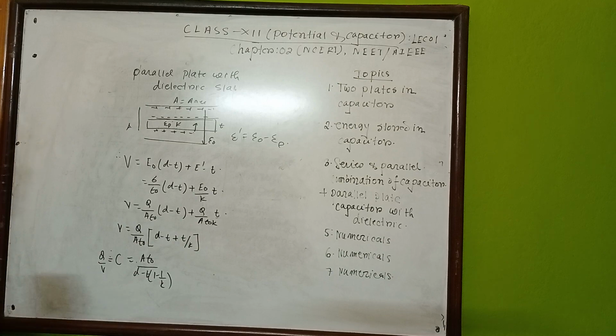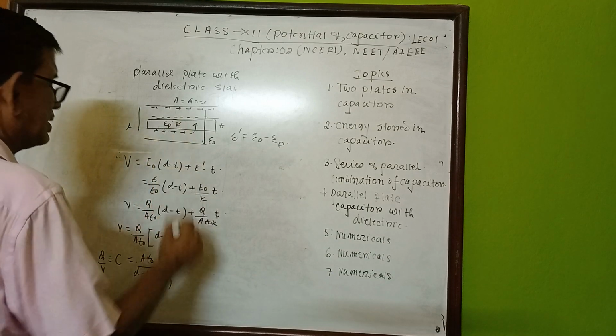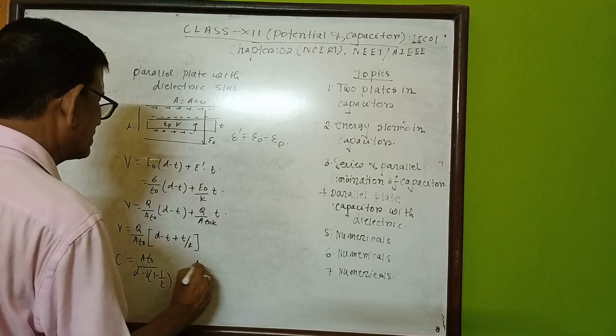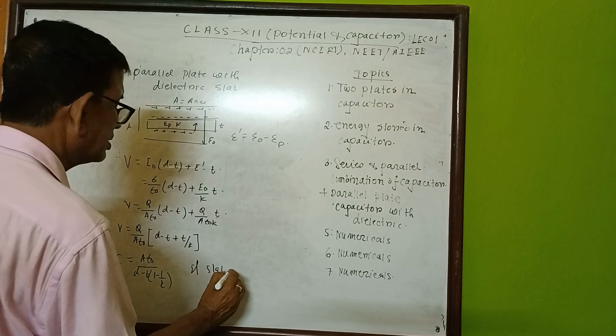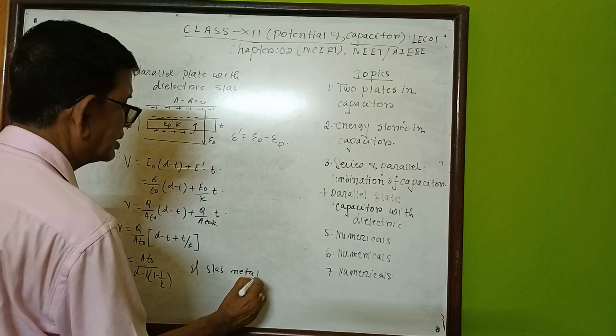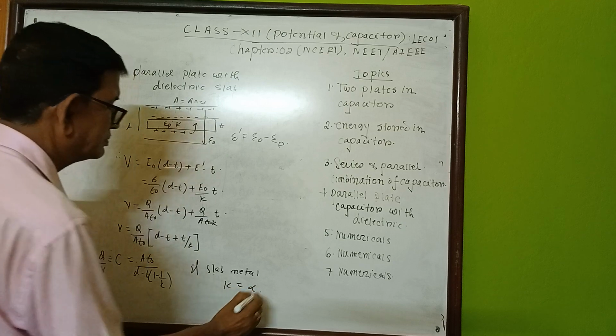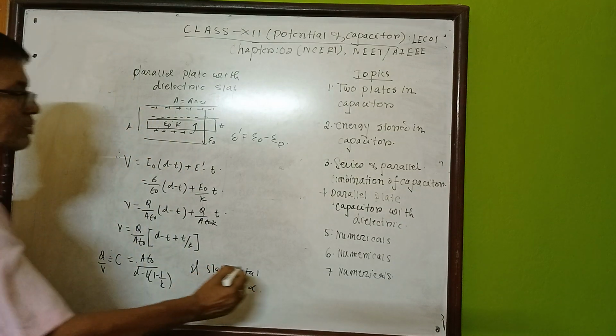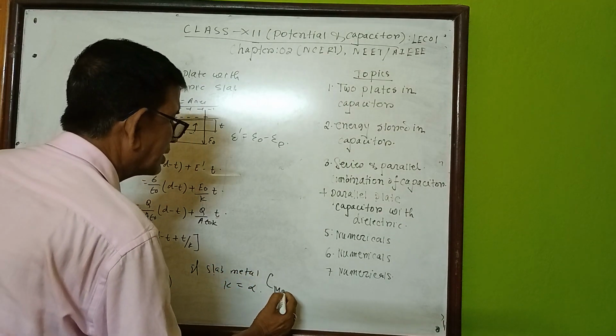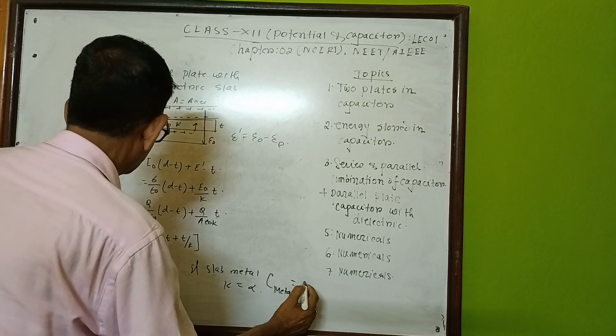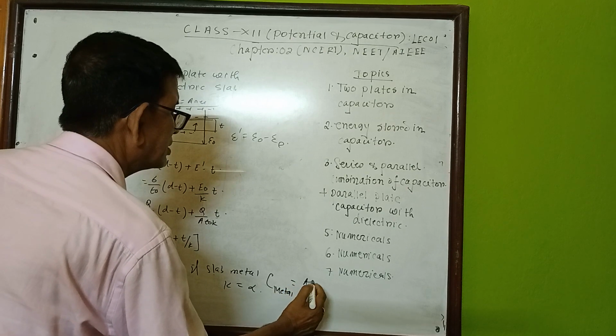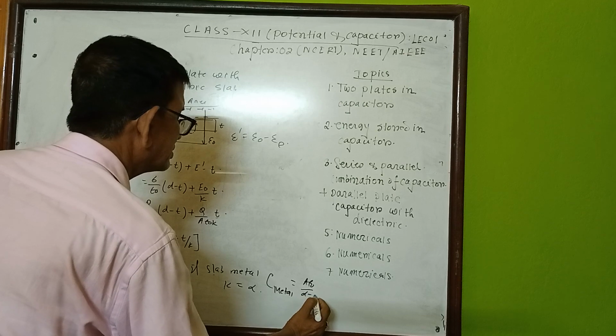So this is the formula. If the slab is metal, then K will be infinity. Then C for metal, C metal will be A epsilon naught by D minus T.